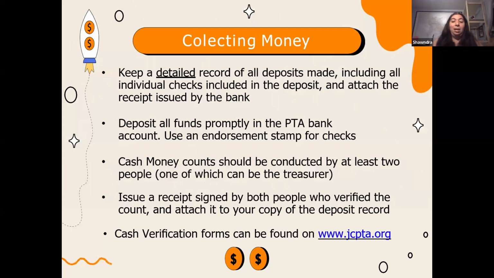And then there's a form here at the bottom that they show you. The top of the form is where they show what they've calculated. The bottom of the form is for the treasurer to count and show what they've calculated.